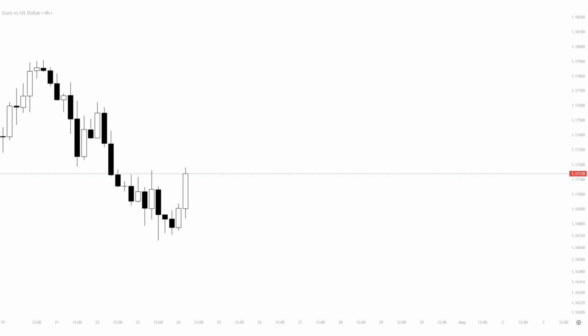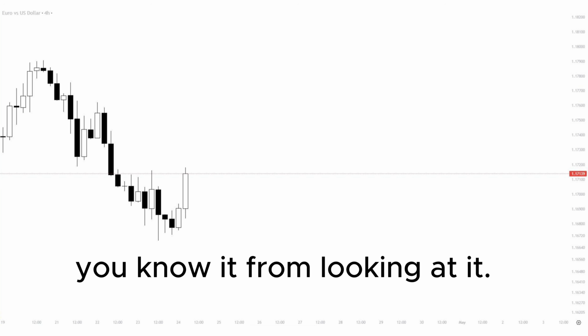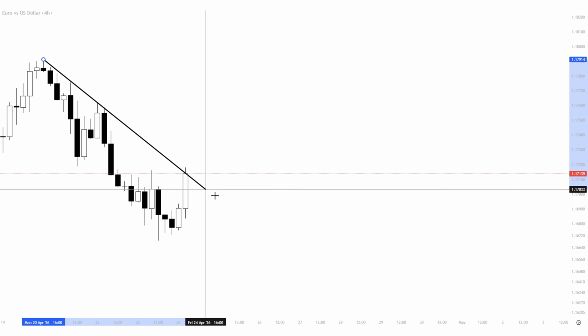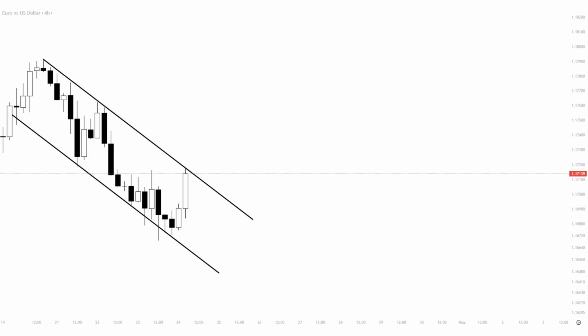Take a look at this price action, and you will see a downtrend. You just know it from looking at it. But that doesn't help a lot because there are multiple ways of analyzing this price action. Some might see that the swing points of the highs are lower, and also the swing points of the lows are as well lower. So they kind of see this as a downtrending channel.